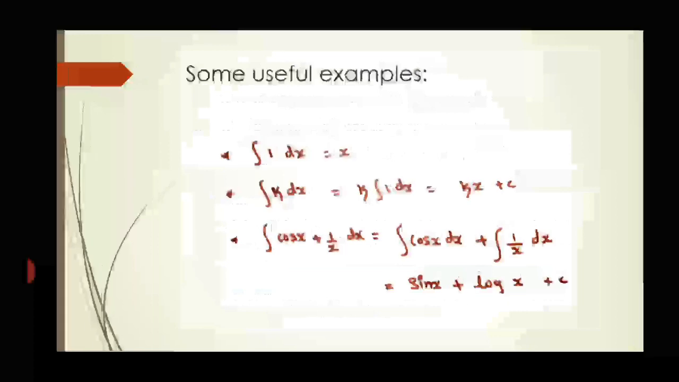So integral 1 dx, you know very well, 1 is the derivative of what? x. So x is the answer. So x plus c. I didn't mention plus c, you have to actually add plus c, right? The second one is integral k dx. k is a constant, so I can take k outside. When I take k outside, in that place I have to put 1, because k into 1 is k. So when it is taken out, that place will be 1, now 1 into dx. So what is the integral of 1? Integral of 1 dx is x. So the answer will be k into x plus c.